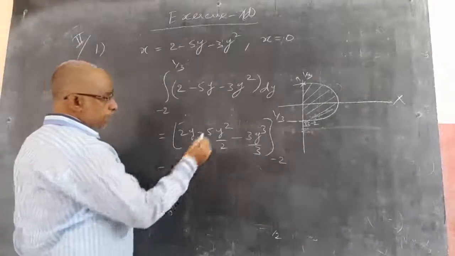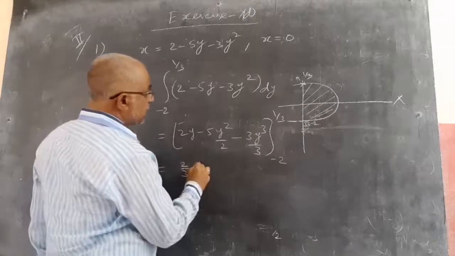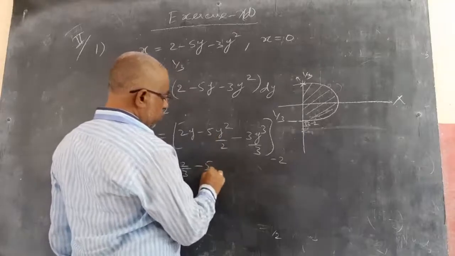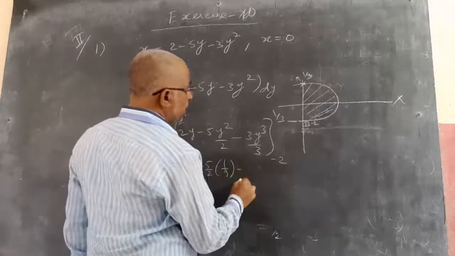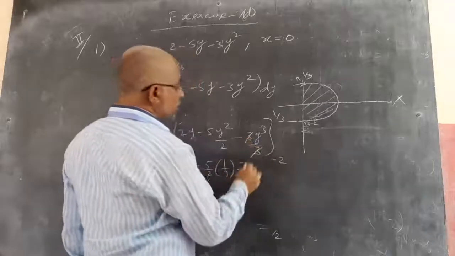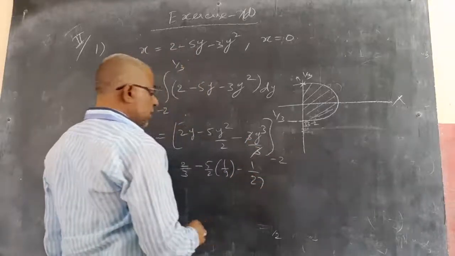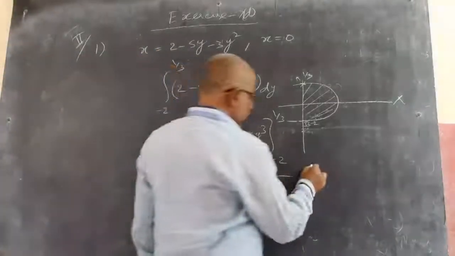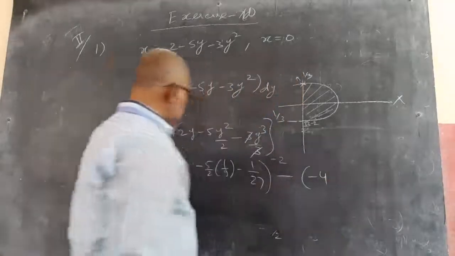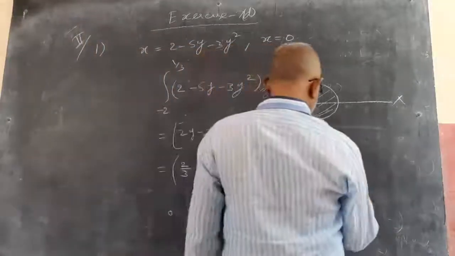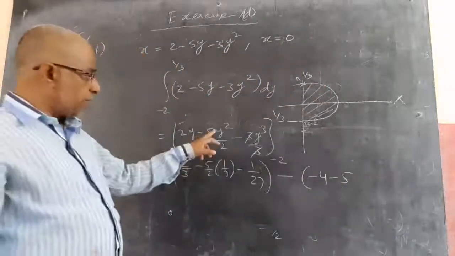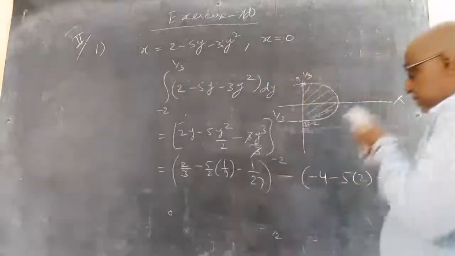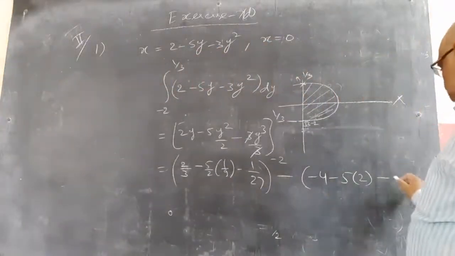If I substitute the upper limit now: 2 into 1 by 3 is 2 by 3, minus 5 by 2 into 1 by 3 whole square, which is 1 by 9, minus y cube, where 3 gets cancelled, 1 by 3 whole cube is 1 by 27. Minus the lower limit, I need to substitute minus 2: minus 2 into 2 is minus 4, minus 5 by 2 into minus 2 square which is 4, minus y cube, minus 2 whole cube is minus 8, plus 8.